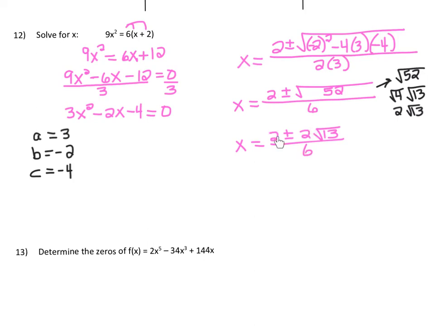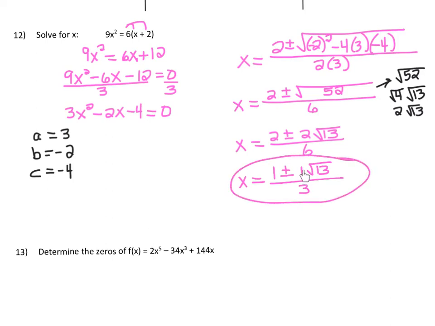Well, 2 is. So 2 divided by 2 is 1. Again, 2 divided by 2 is 1. And then bring down the radical 13. And 6 divided by 2 is 3. So that would be our final answer.